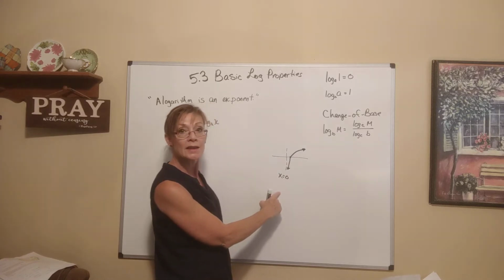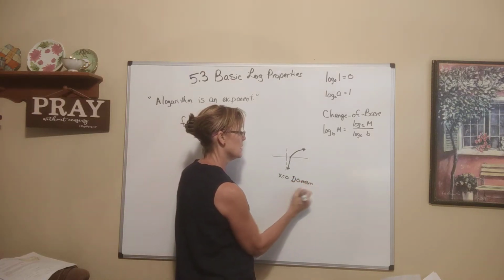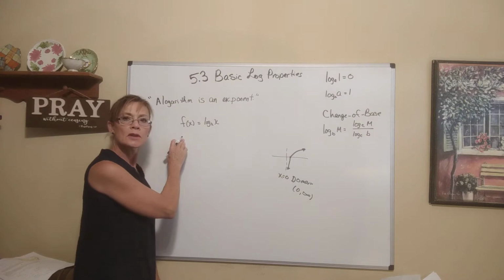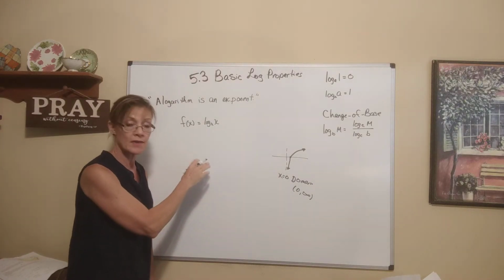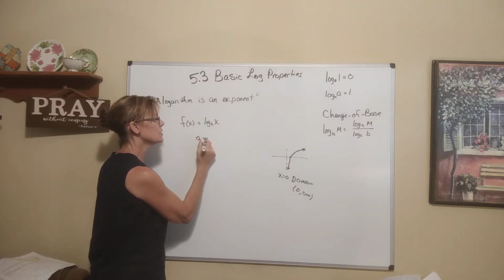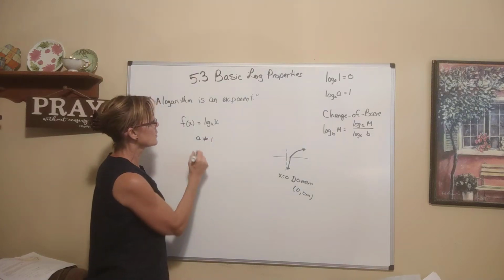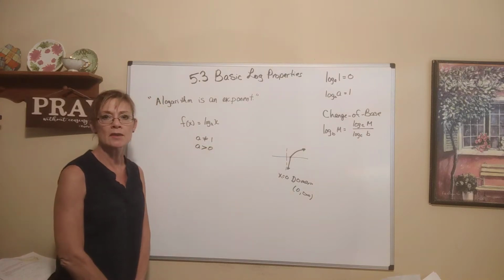The domain of this function is from 0 to infinity, so you can only put positive numbers into this function. When we define this function, f of x is equal to log base a of x, there are a couple of distinctions for the base a: a does not equal 1, and a is positive.